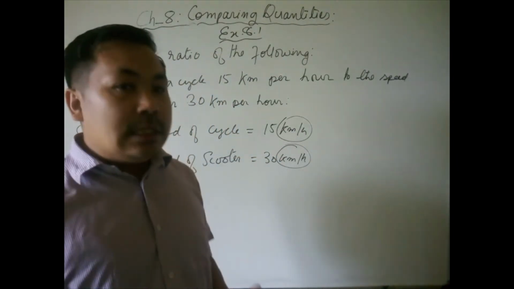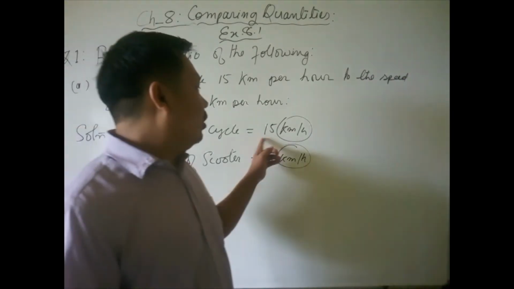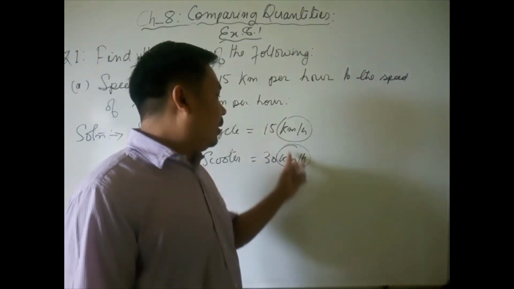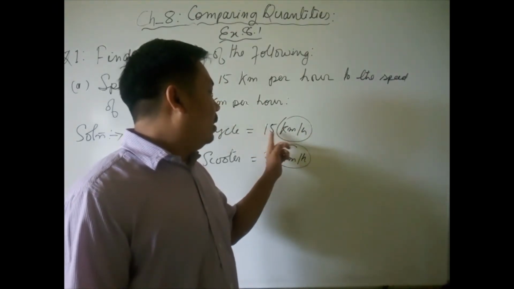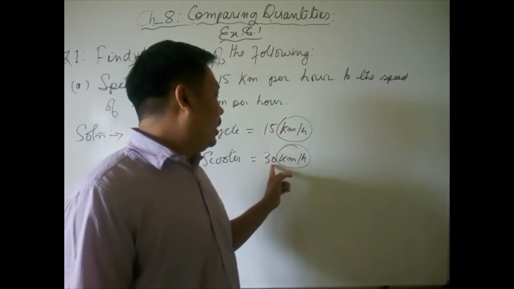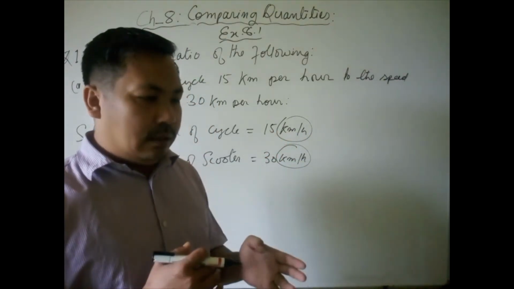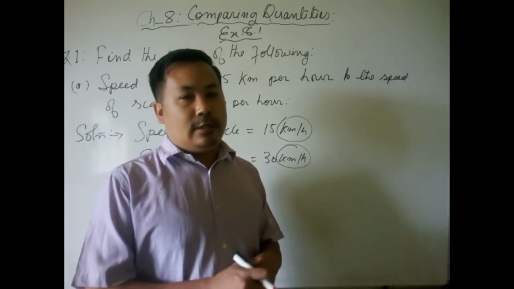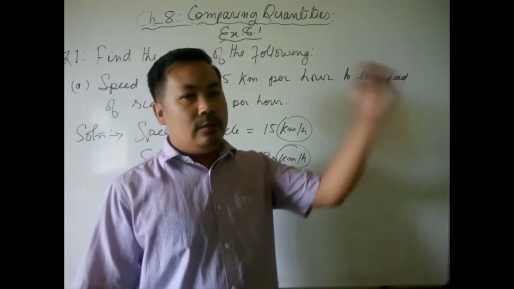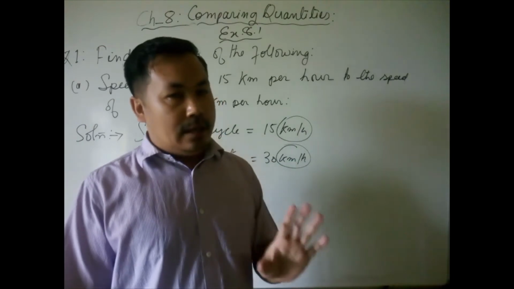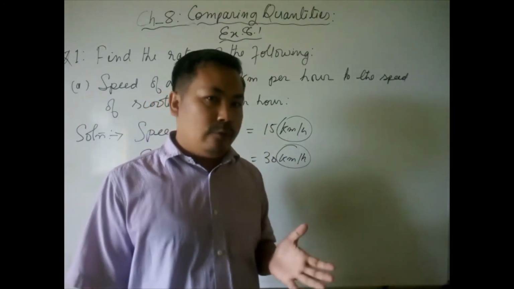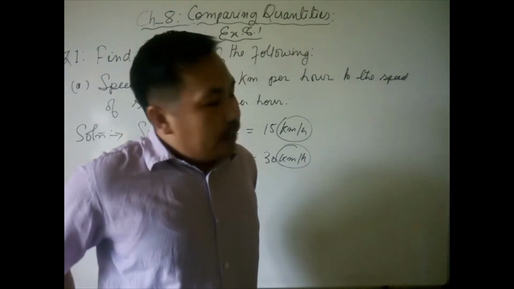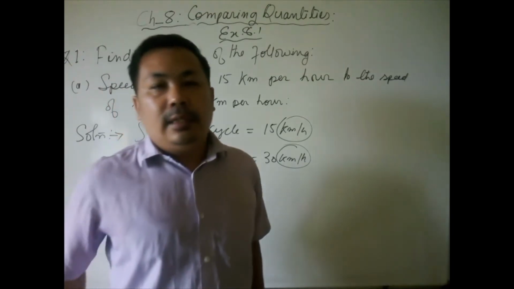Okay, clear? If the units are not the same, for example, 15 kilometer per hour here, and here it is meter per hour, kilometer and meter, then we cannot compare. Then we have to convert into the same unit first. Whether you convert the meter into kilometer or kilometer into the meter, after converting into the same unit, then we compare in the ratio. So we cannot compare ratio unless they have the same unit.